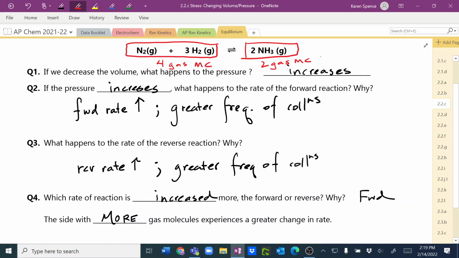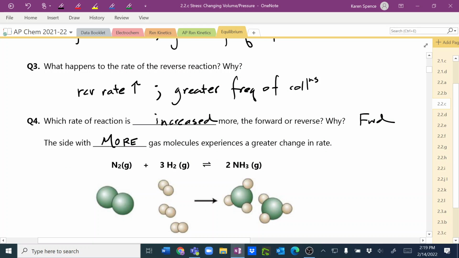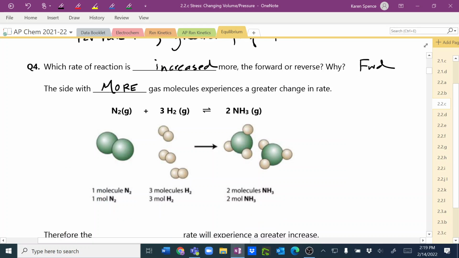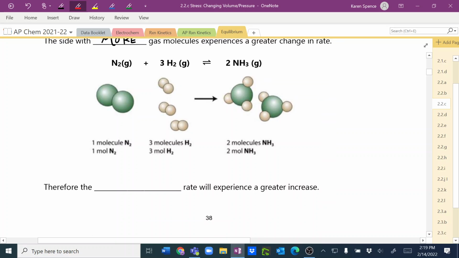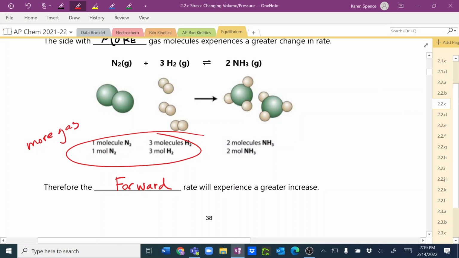And the reason for that is that the rate is dependent upon the concentration, yes? And we are affecting the concentration of more things, yes? So, therefore, the forward rate, which has more gas molecules, will experience a greater increase.